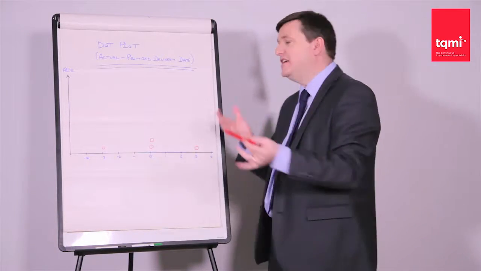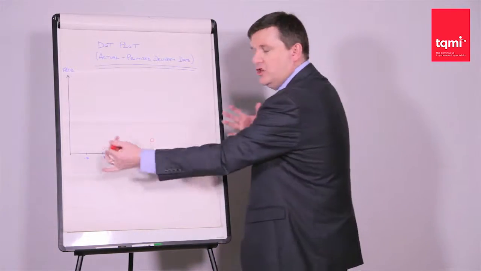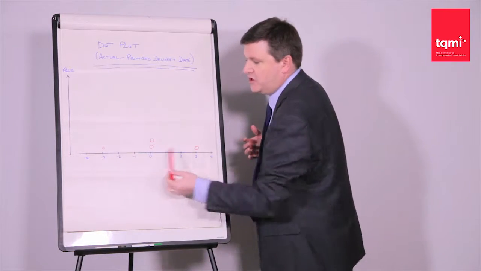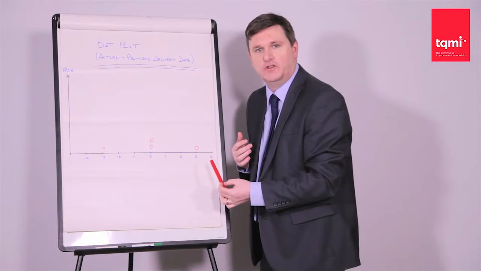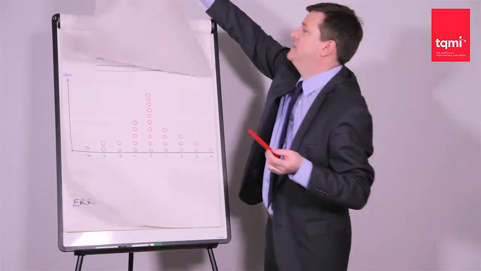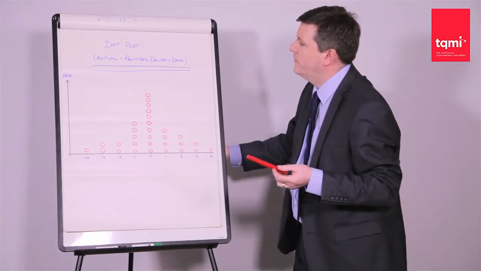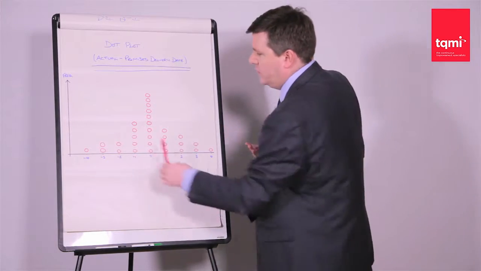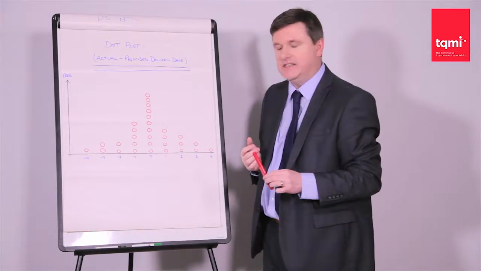Okay, so using the data that we've collected, we're going to build our dot plot up with a series of dots at the different points along the horizontal scale. And we'll end up with something that will look similar to this.